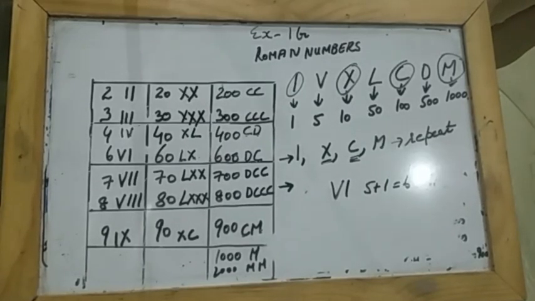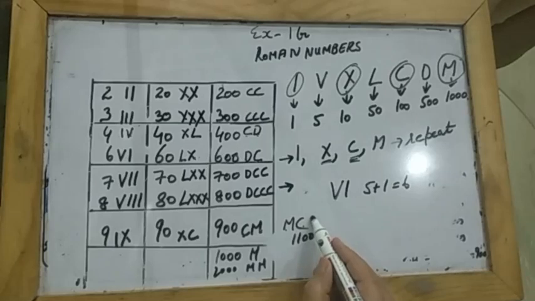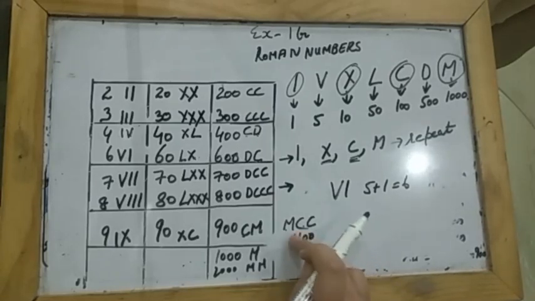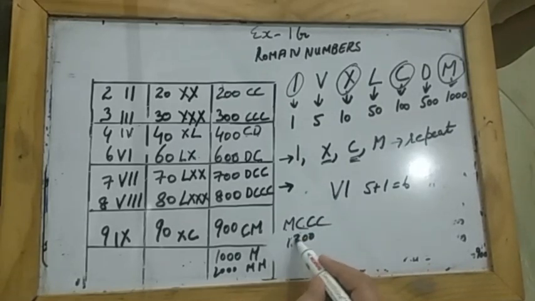So if you have learned these symbols, every Roman number you can write. So 900, how do you make it? If you write C at the back of M, 1000, it becomes 900. But if you write C in front of 1000, it will become 1100. 1000 plus 100 is 1100. If I add one more, it becomes 1200. If I write one more, it becomes 1300. So I hope you have learned these rules.